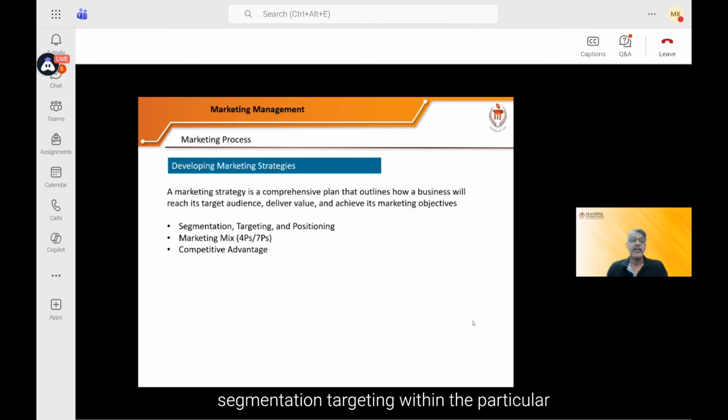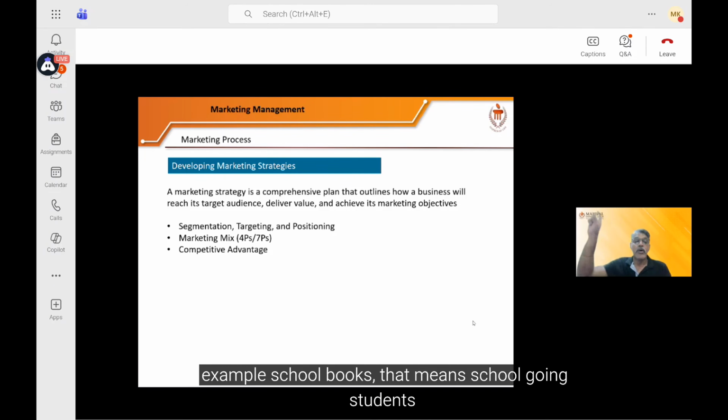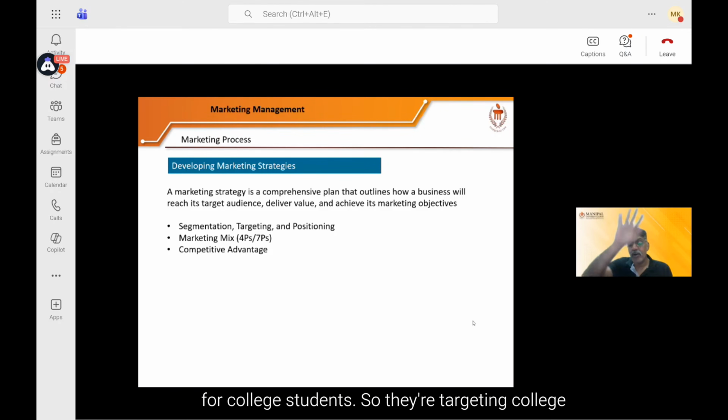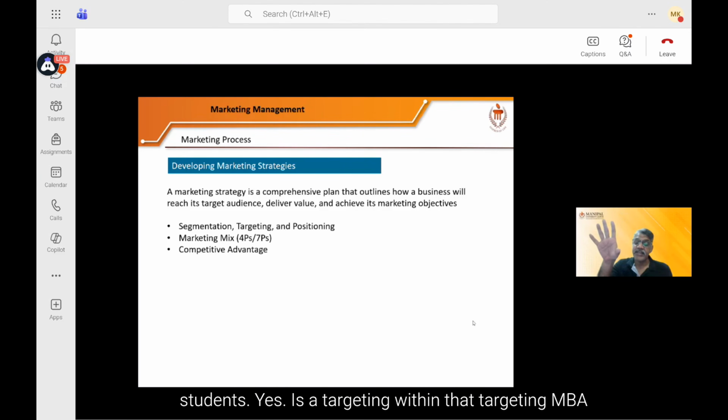Targeting: within the particular segmentation, the marketer tries to target certain categories of consumers. Say for an example, school books, that means school going students, college books, college going students. Positioning: within that targeting, he will try to position, say for an example, MBA books for college students. So they are targeting, positioning college students. Yes, that is targeting.